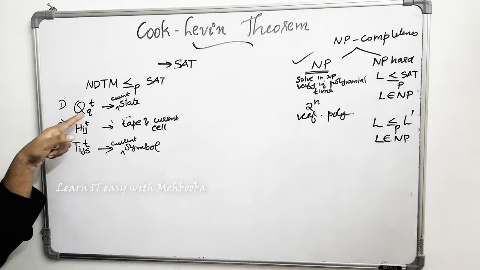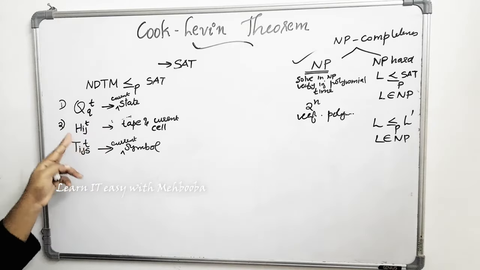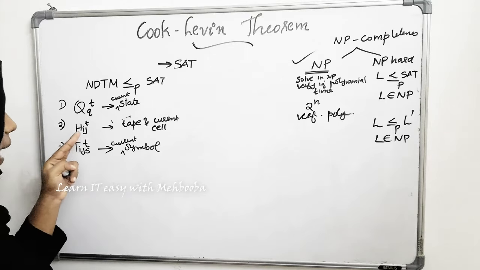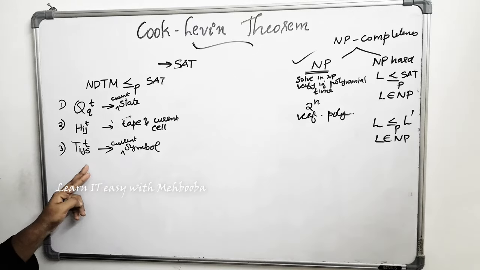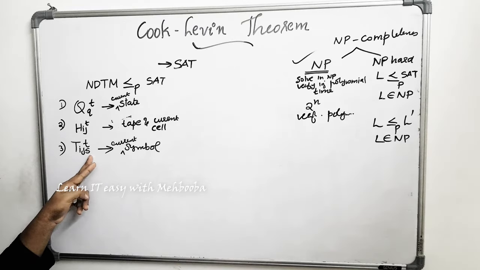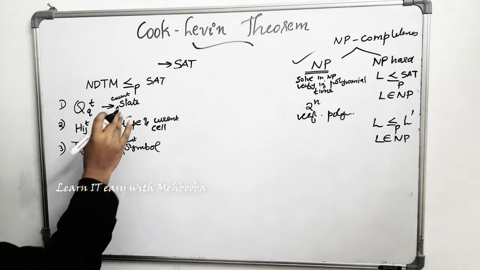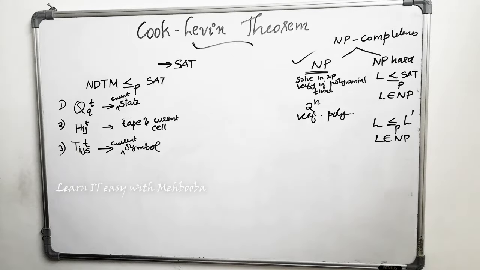So Q_t gives you information regarding the current state at time t. H_ij gives you information regarding the tape and the current cell at time t. T_ijs gives you information regarding the current symbol, which is at tape i, cell j at time t. So all this information that you know is represented by these three variables. Now we need to draft some conditions also so that this can be easily converted to formulas.